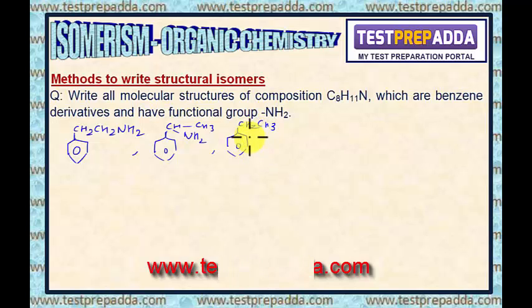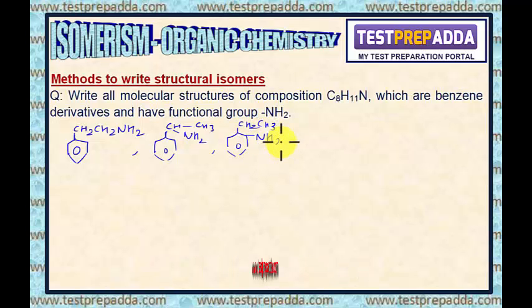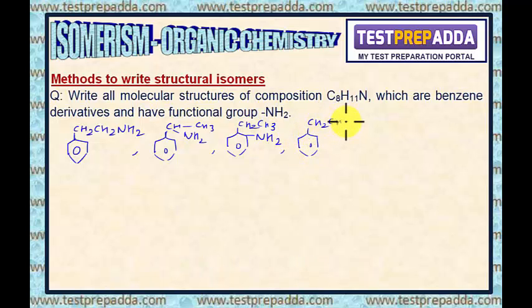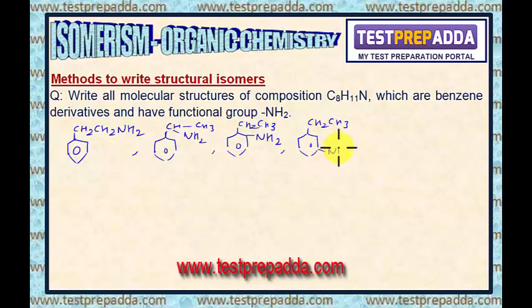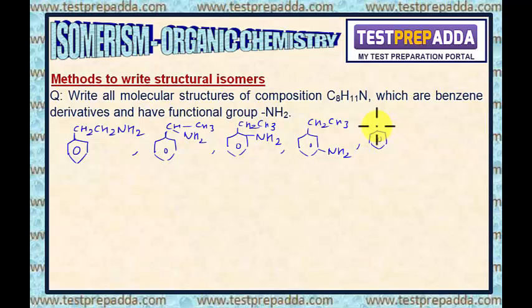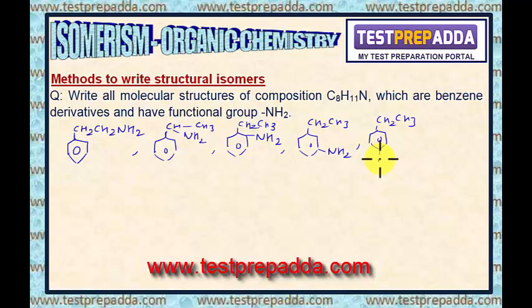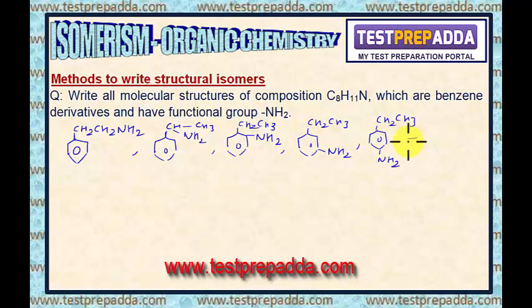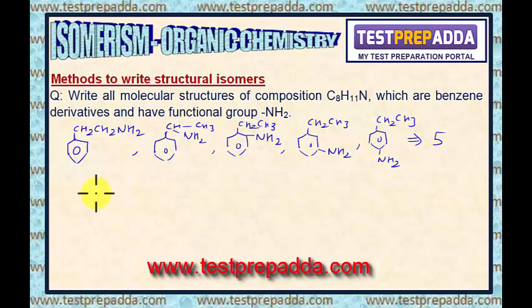Writing here ethyl, I can place NH2 at the ortho position of this ethyl. I can place this NH2 at the meta position of this ethyl. I can place NH2 at the para position of this ethyl. If I place NH2 here, it will be the same as this case. So this way we are getting 5 here.